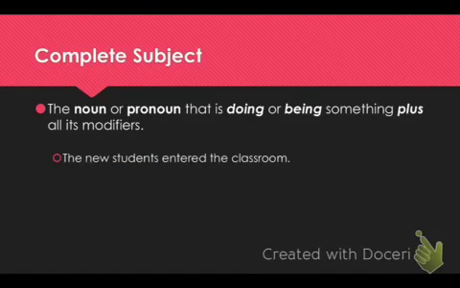The complete subject of a sentence is the noun or pronoun that is doing or being something, plus all its modifiers. So if we look at the previous sentence, "The new students entered the classroom," we said that students is the simple subject, but the complete subject would be the new students.